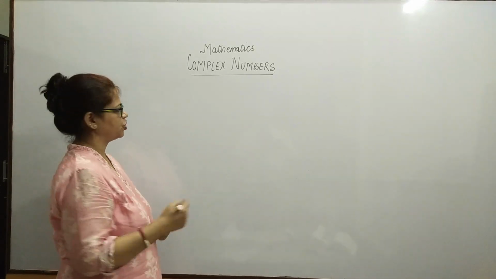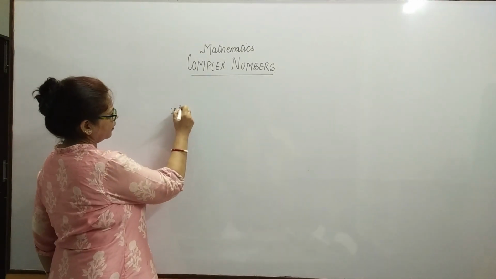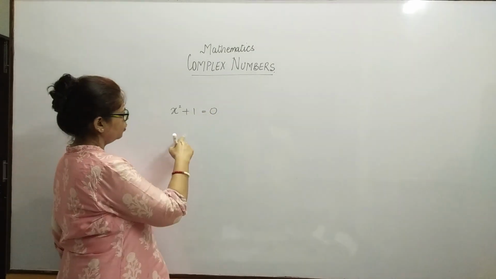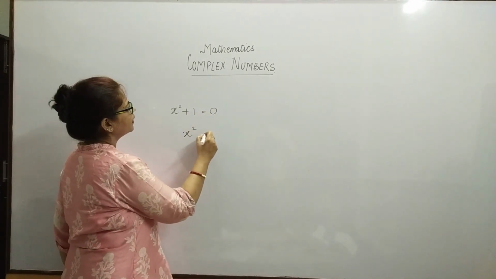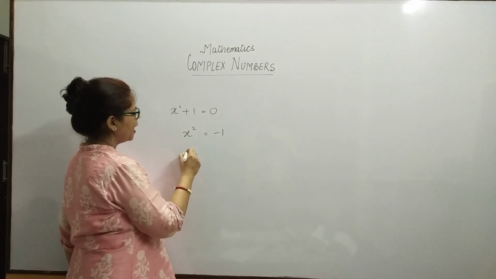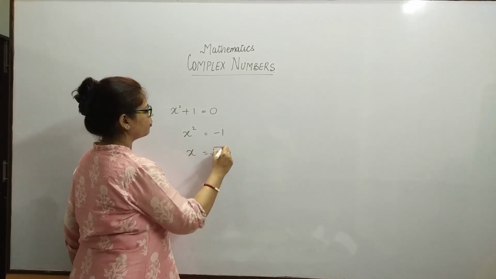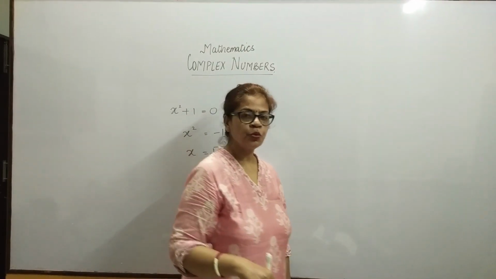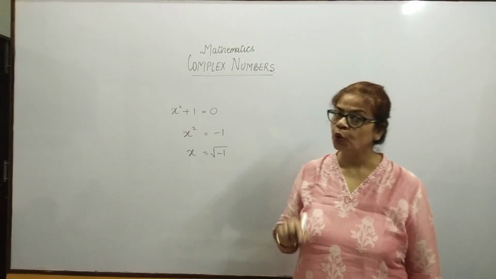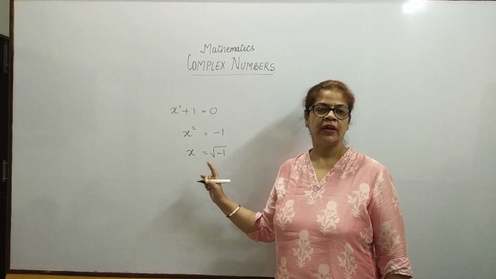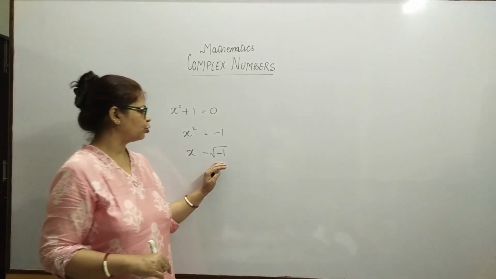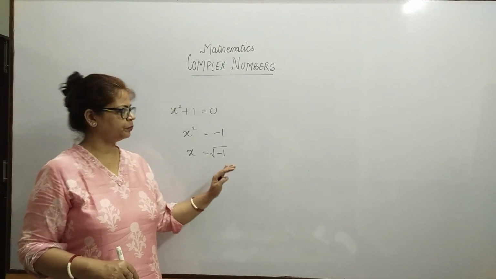Let us solve the equation x square plus 1 is equal to 0. Now you know very well that x square is equal to minus 1 and x is equal to square root of minus 1, and till date my students of class 11th don't know how to solve the square root of a negative quantity. This is our purpose today, to solve the square root of a negative quantity.